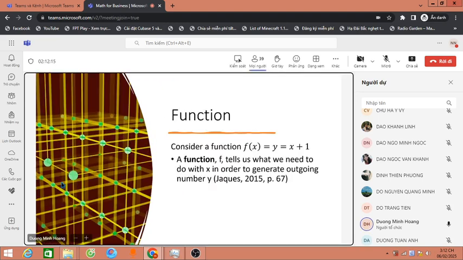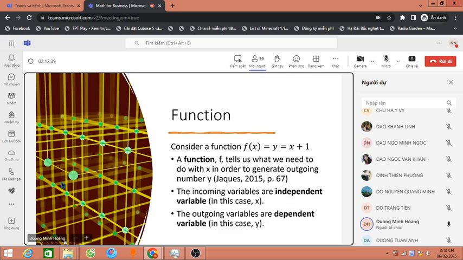So function, what is a function? For example, we have the function f(x) equals y equals x plus 1. The function f here tells us what we need to do with x in order to generate the y. So f is the form of the function: what we need to do with the x to get the y.